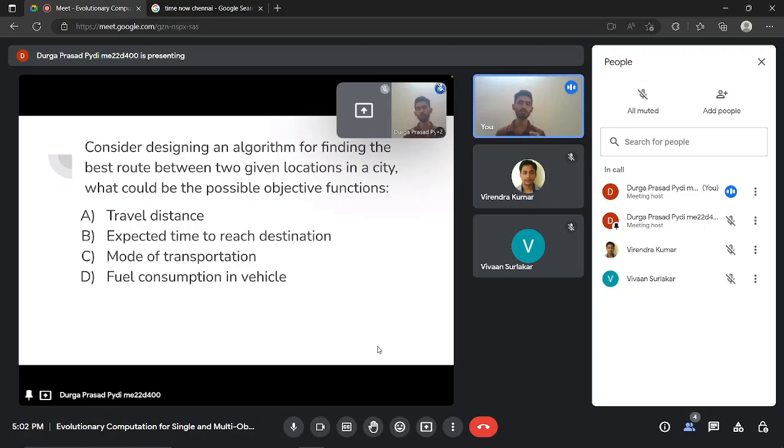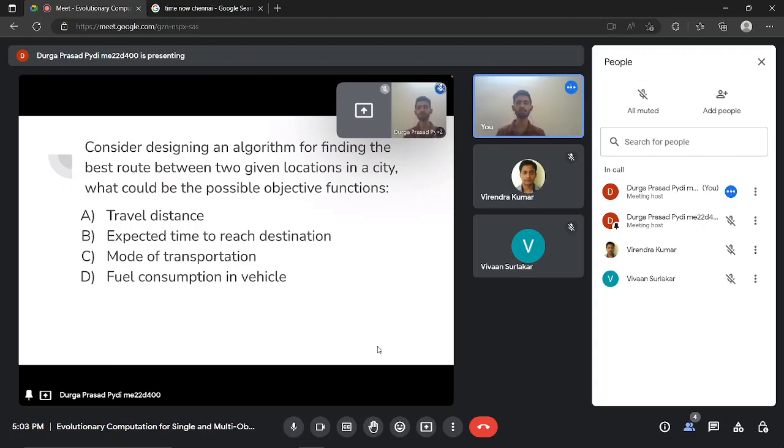Depending upon your area, say if you are a pollution engineer, your focus will be on minimizing the fuel consumption. If you are designing an algorithm for Google Maps, then your aim would be to minimize the total time. Or if you're working on some Uber ride, their aim would be to minimize the travel distance. So these are all several possible objective functions.